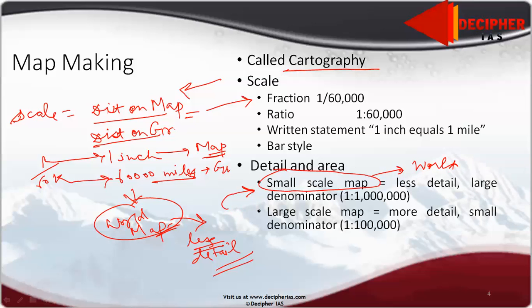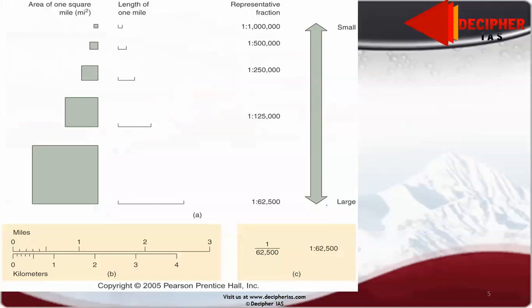Large scale map. A large scale map will have a low denominator. See, here it is 1 lakh, here it is 10 lakh. So it will have a low denominator. So this can show more places within a specific area which we want to show on the map. We will see it in detail in the next slide.